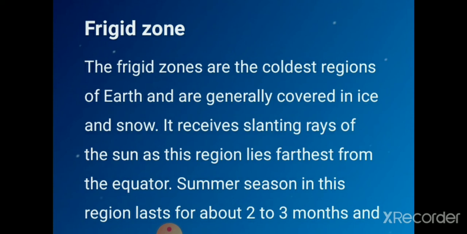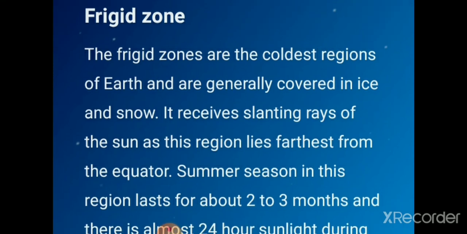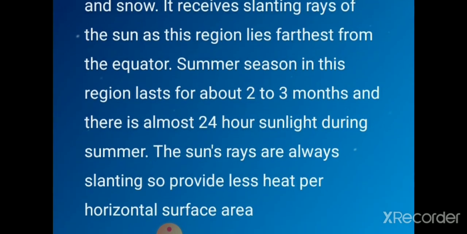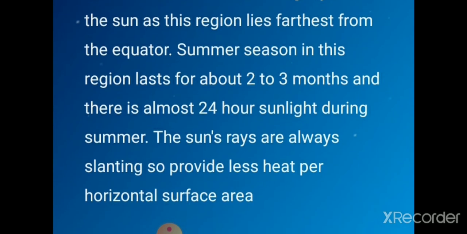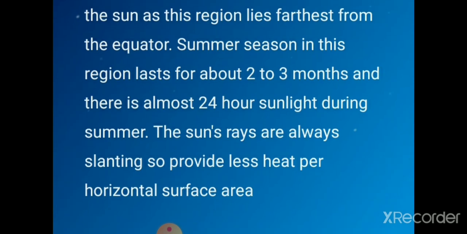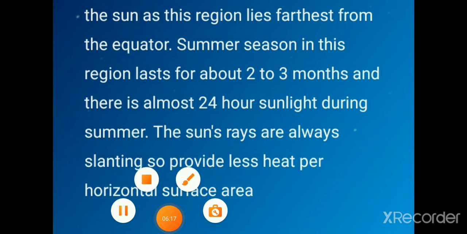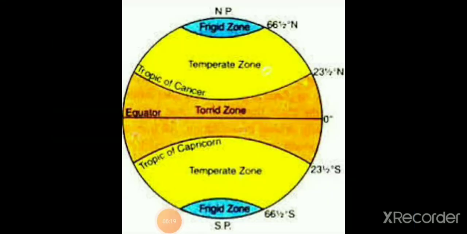Summer season in this region lasts for about 2 to 3 months, and there is almost 24 hours of sunlight during the summer. The sun rays are always slanting, so they provide less heat per horizontal surface area. Now, as you can see on the thermal zone map, the blue colored area is known as the frigid zone. You can observe it on the northern pole and the southern pole.